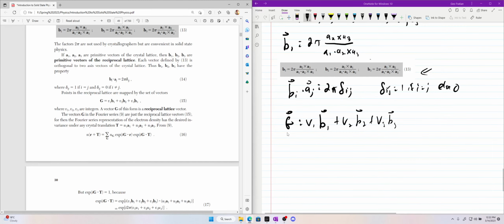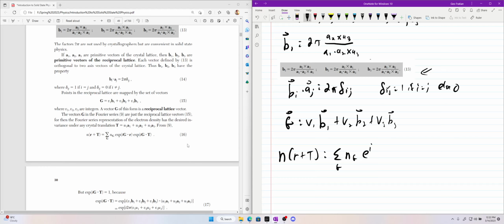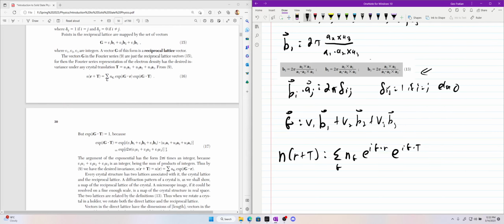So then we can write, okay, that means if I translate this by that translation vector, it should be invariant, right? So I could say n of r plus T is equal to the sum over G of n of G e to the i G dot r times e to the i G dot T, from our law of exponents, right? Okay. However, this e to the i G dot T, I'm going to now show equals 1. And then clearly it's invariant, right? Because this is just the expression for n of r.